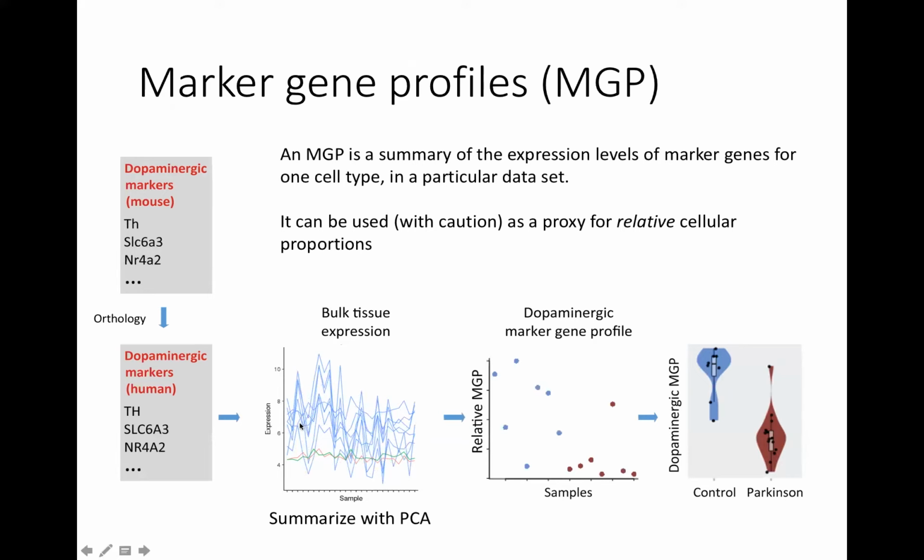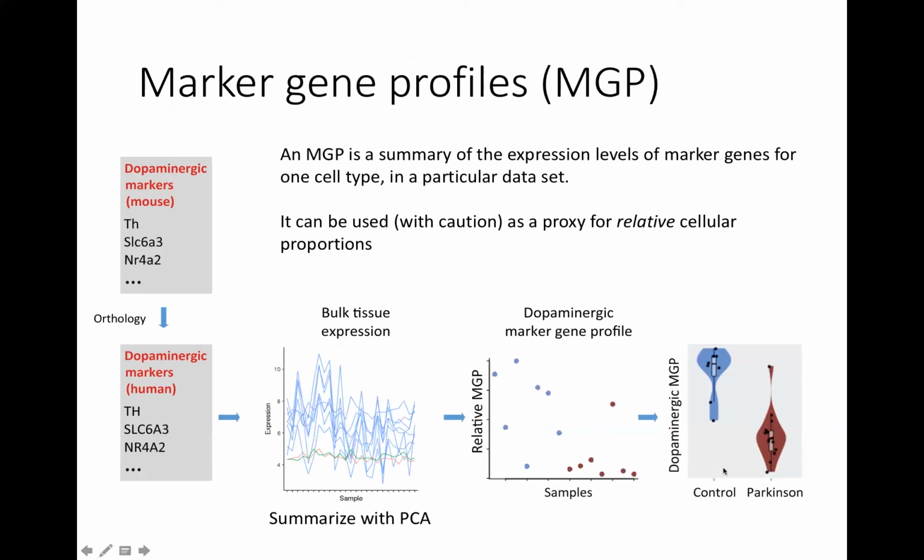If you don't know what PCA is, that's okay. You can just think of, like, if we just average these, we get some kind of pattern. And we end up with a number for each sample. So if we just plot that, this is sort of a schematic, so these data might not match up, so don't look at it too hard. But we have individual measurements of MGP for one cell type, for each sample.